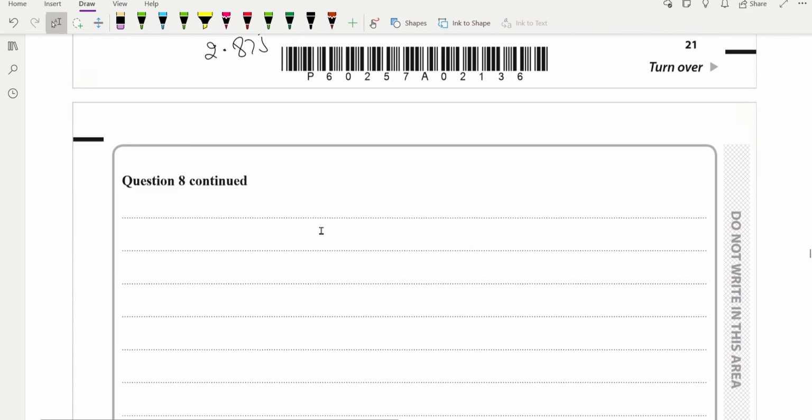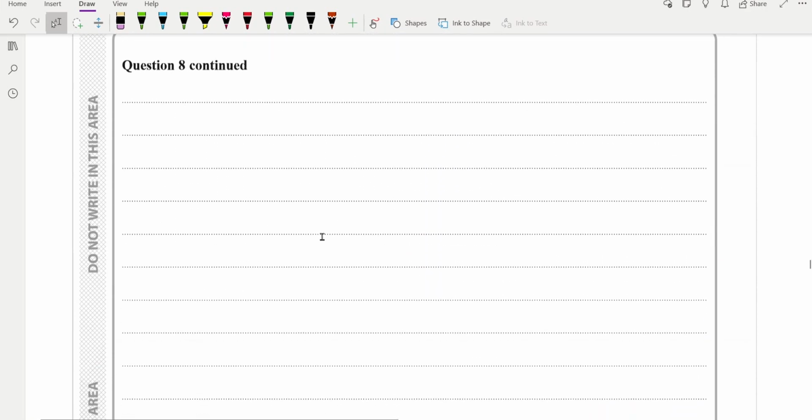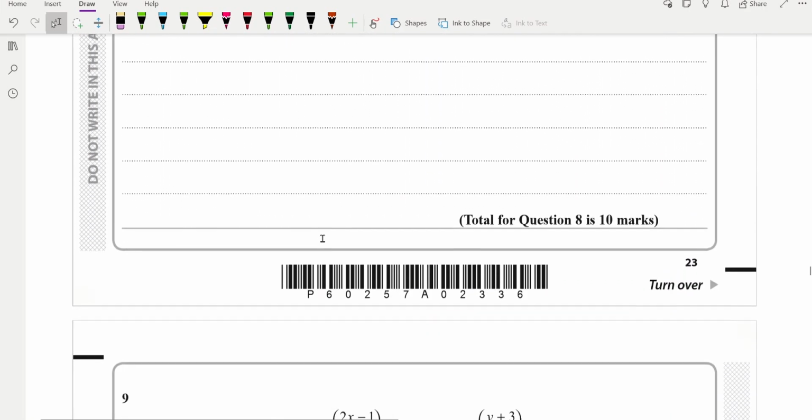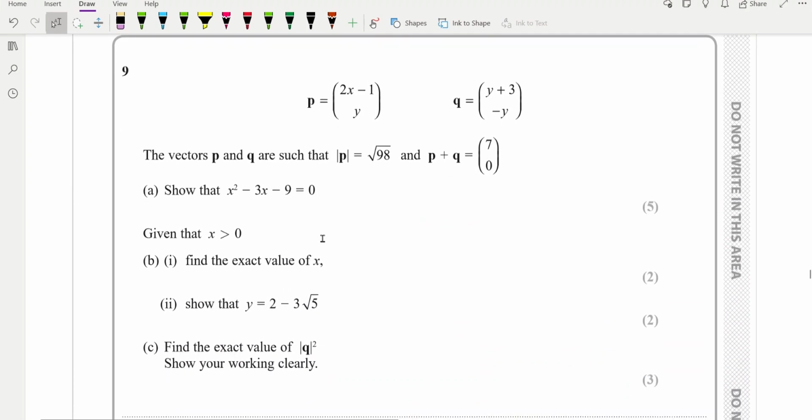Now this is done. Next question is question number 9, which is this one, P and Q. They have provided these values, and the vectors P and Q are such that P is equal to this one and P plus Q is also provided, and we have to show what a part is, x square minus 3x minus 9.